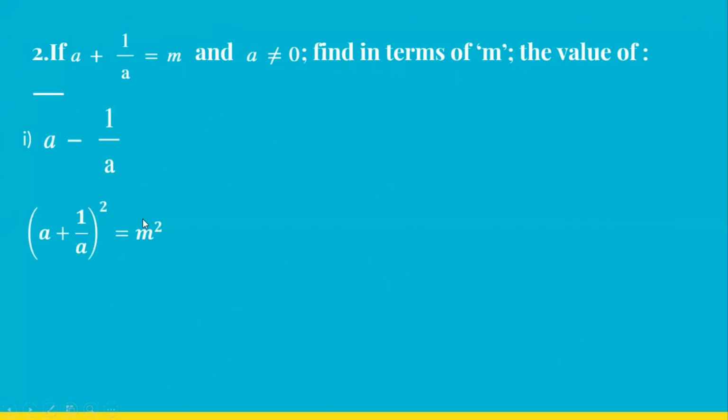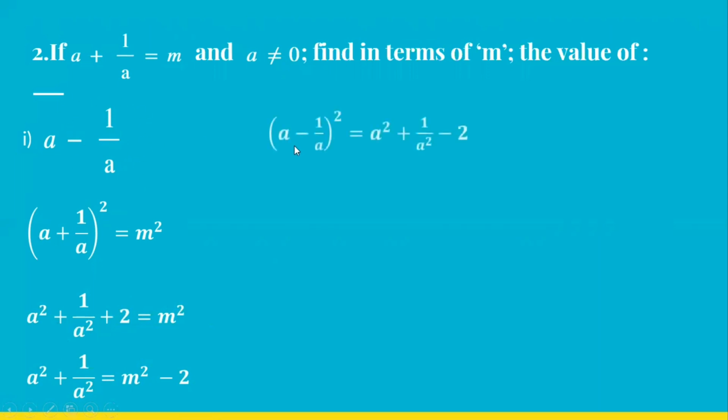So we square both sides of the equation. What is the identity? A plus 1 upon a the whole square is a square plus 1 upon a square plus 2. So this is how we get a square plus 1 upon a square plus 2 is equal to m square. We get the value of a square plus 1 upon a square: 2 goes there, becomes minus 2, m square minus 2. Now this value of a square plus 1 upon a square, we are going to use to evaluate a minus 1 upon a. So we start with a minus 1 upon a the whole square, which is a square plus 1 upon a square minus 2.